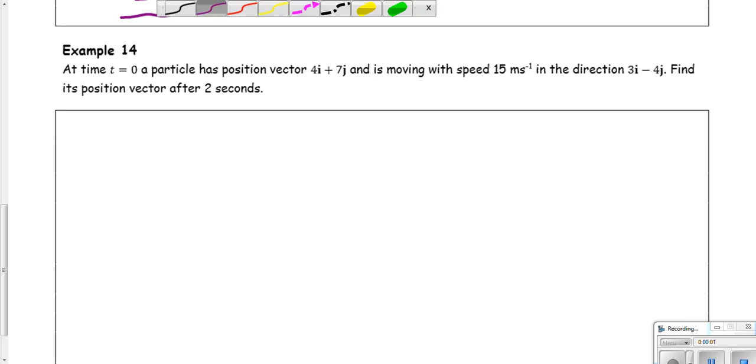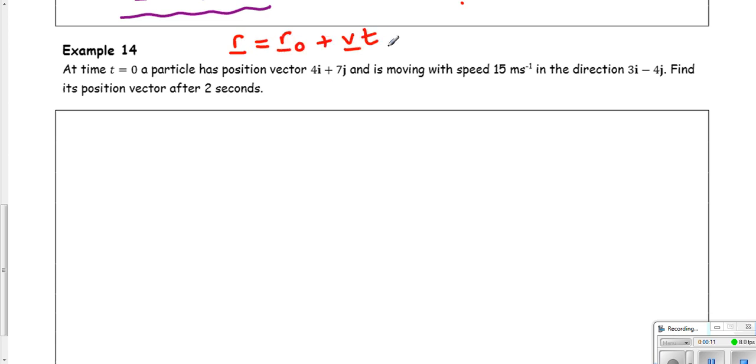M1 vectors, example 14. This is very similar to the previous example where we used r equals r0 plus vt, but there's an extra little twist which we'll come to here with the 15. So it says at time t equals 0, a particle has position vector 4i plus 7j. So that's this r0 here. So it's originally 4i plus 7j. It's moving with a speed of 15 in the direction 3i minus 4j.